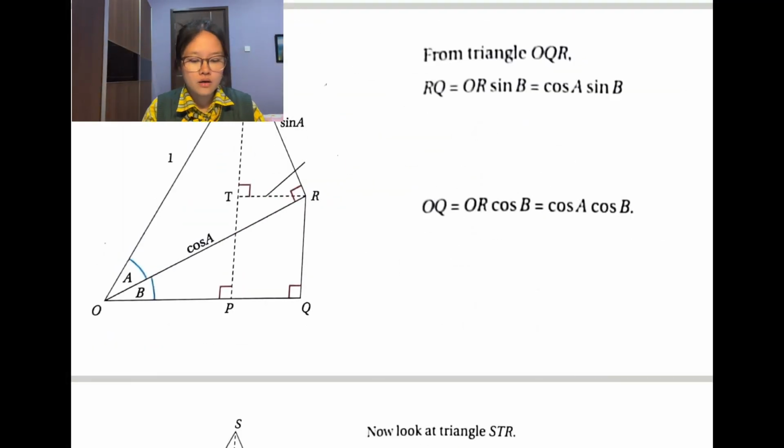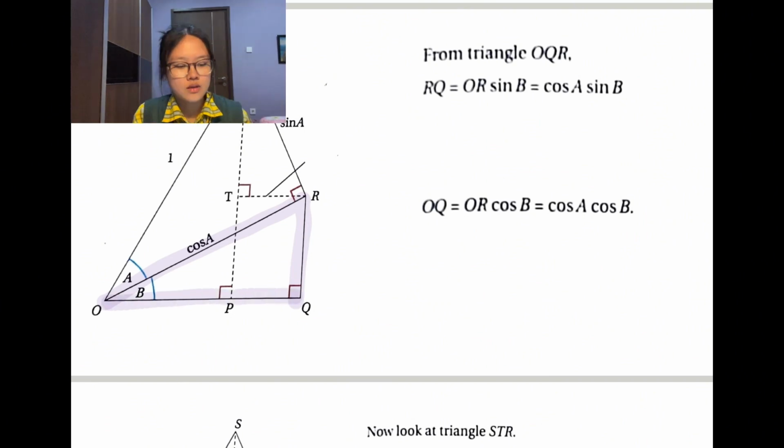Now next up, we're going to be talking about the next triangle, which is the triangle OQR, which is over here. I'm just going to highlight it. So it is said that RQ equals OR sin B, which is cos A sin B. We can see that the RQ is the opposite of the triangle, so we're going to be using sin again.